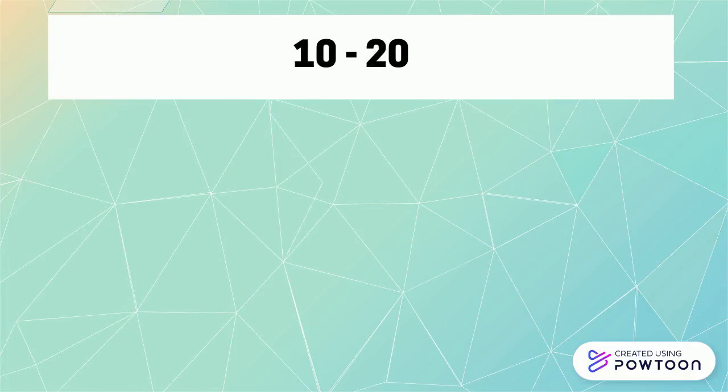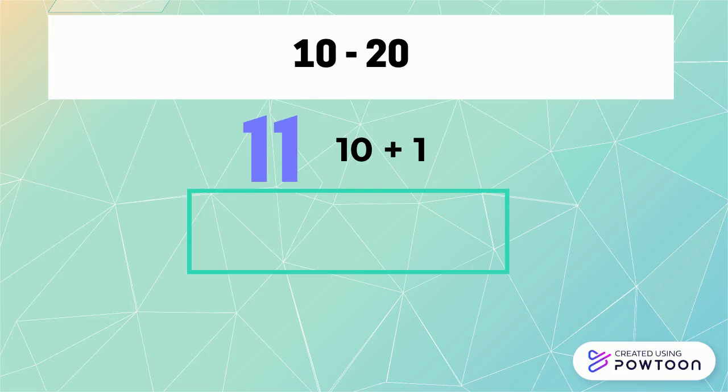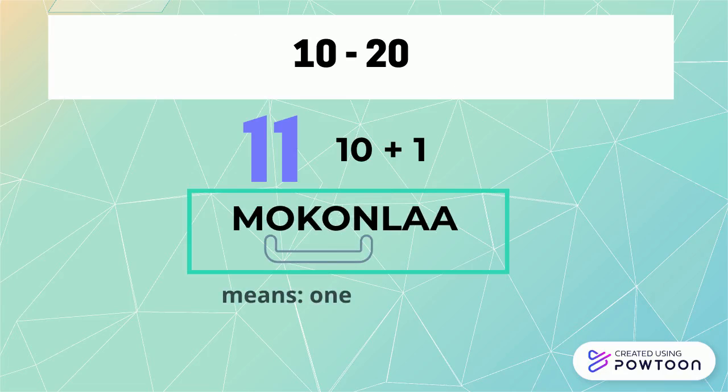So counting from 11 now, we're going to add 10 plus 1 is 11, which is mokonla. The mokon means 1 and la means to add to. Again, mokonla. Following this sequence, we will then count from 11 and upwards.